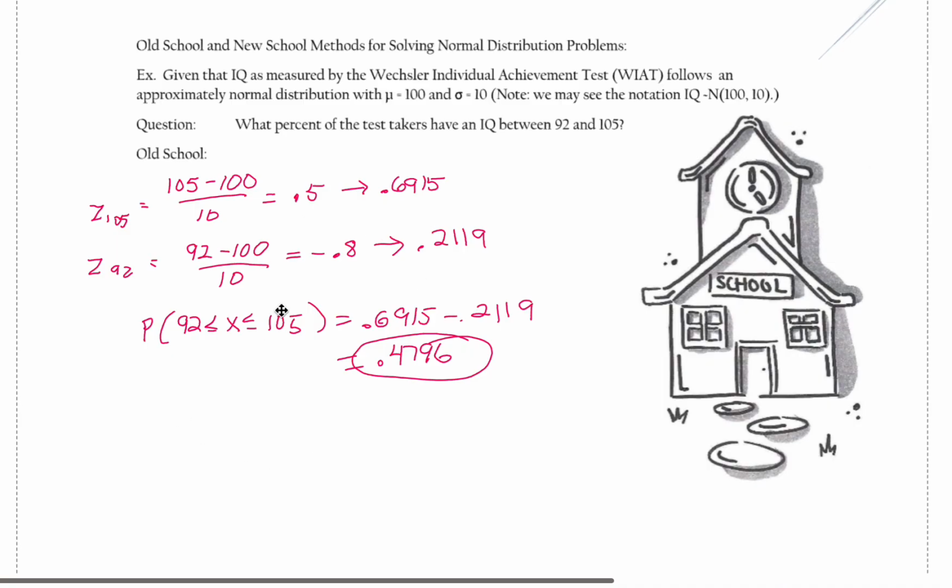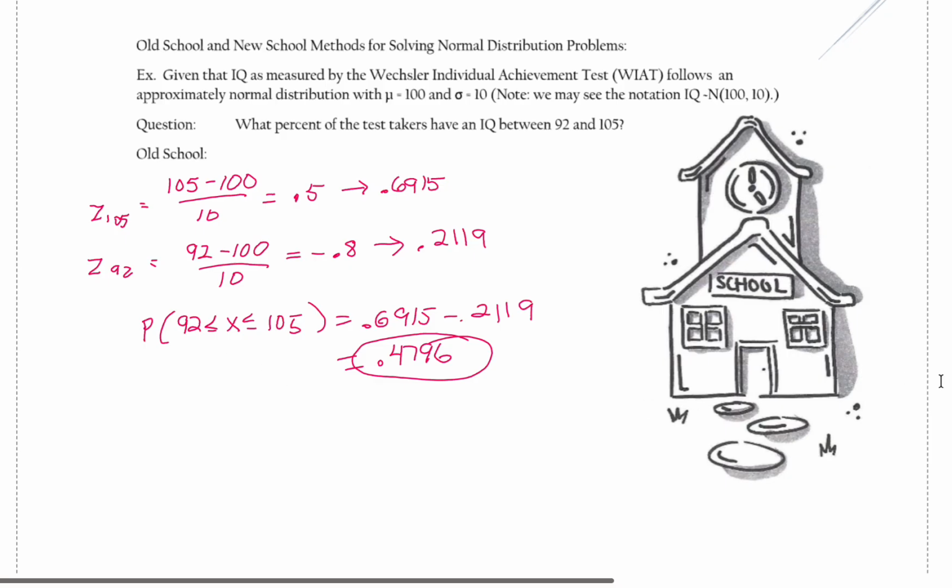But another simple way is basically to go into your calculator. So pull out your calculator right now with me and go into second vars. So you're going to hit second distribution and then select 2. It says normal CDF, and the lower value is 92, the upper is 105. Enter those in. The mu is 100 and the standard deviation is 10, and then paste. So you will get 0.4796, pretty easy on your calculator.